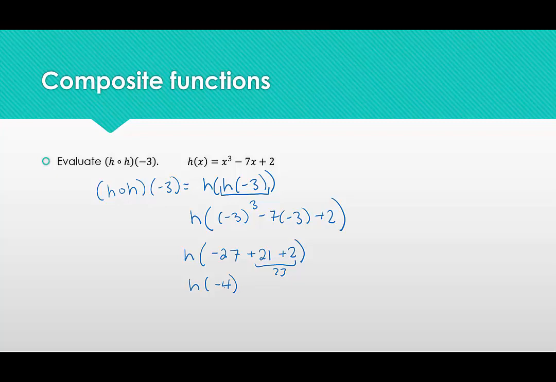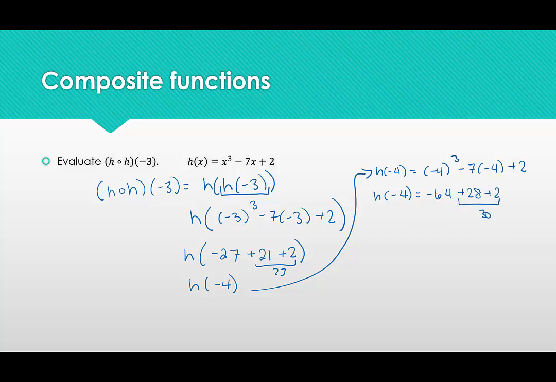This time, anywhere in the function I see an x, I replace it with negative 4. So I'm going to say that h of negative 4 is equal to negative 4 cubed minus 7 times negative 4 plus 2. Negative 4 cubed is negative 64. And negative 7 times negative 4 is positive 28 plus 2. These two positives make a 30. So we have negative 64 plus 30. That's going to give me negative 34. Good thing I don't have to plug this in again because that would be a huge number to have to cube. So there we have it. We have h of h of negative 3 is equal to negative 34.